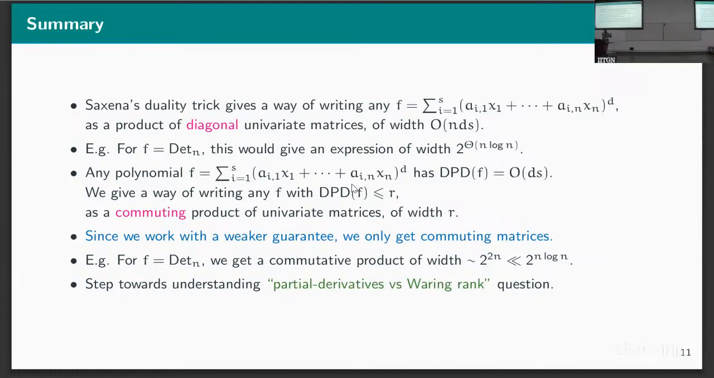I can give you one example. The symmetric polynomial does not have a small Waring rank, but still it can be written as a diagonal of small width. So it's not true in the exact sense. But there could be something deeper, I can talk to you offline.